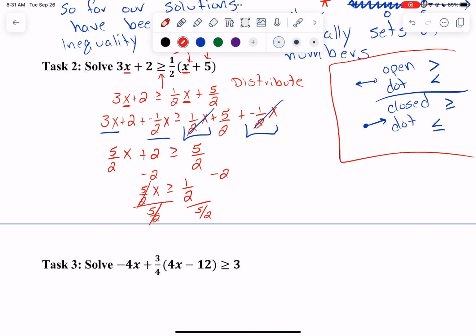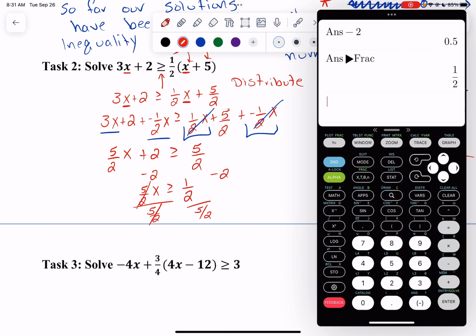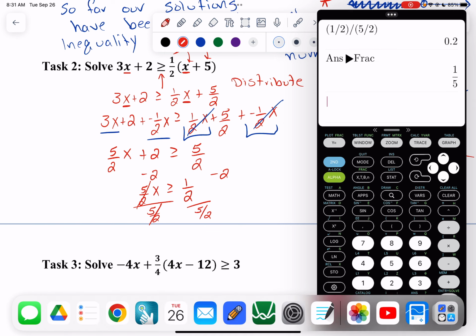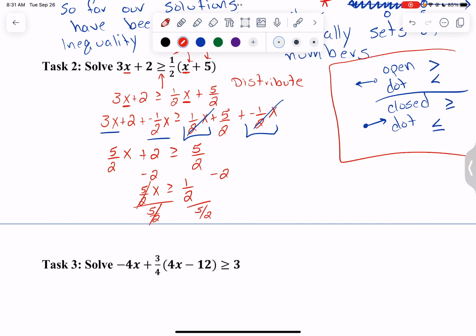Okay, so let's take 1/2 and divide it by 5/2. So I'm going to take parenthesis 1/2 divided by parenthesis 5/2. Enter. 2, which is 1/5. So x has to be greater than or equal to 1/5. So there's my solution. Again, it's a set of numbers. It's all the numbers bigger than 1/5.